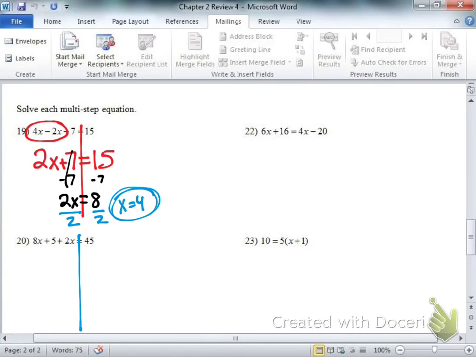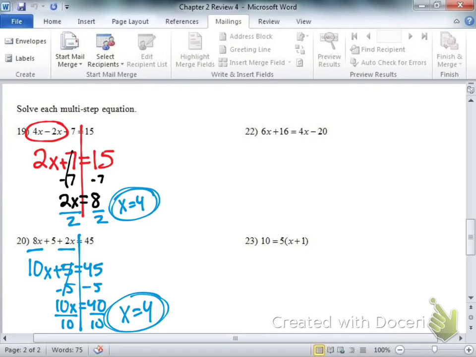All right, number 20. Are the x's together or on different sides? They're on the same side, so you can just combine like terms. 8x plus 2x is 10x. 10x plus 5 equals 45. Minus 5 on each side is going to equal 40. Then you're going to do 40 divided by 10. So 4 is the final answer? Yeah, I agree. Write it down.